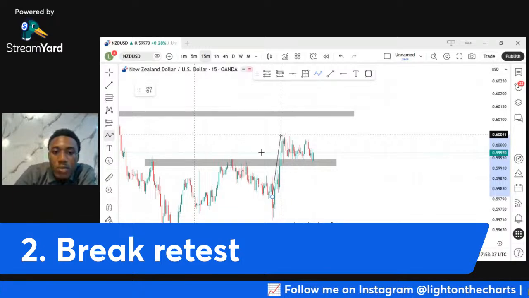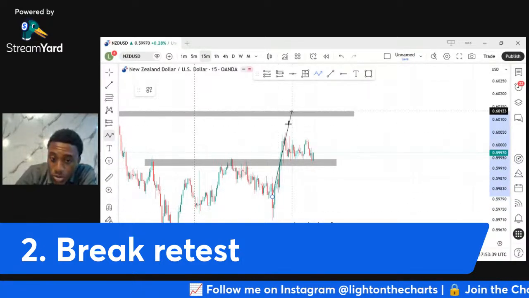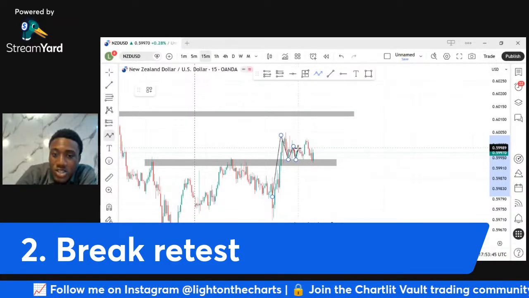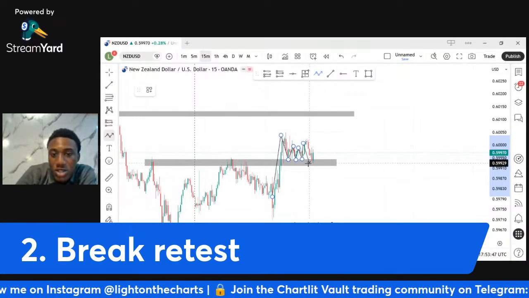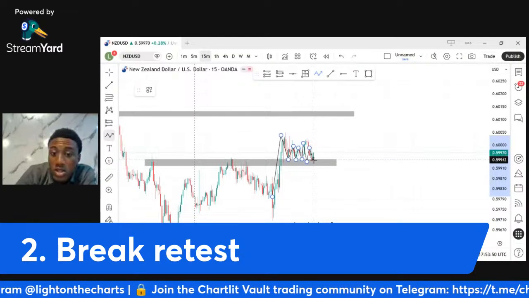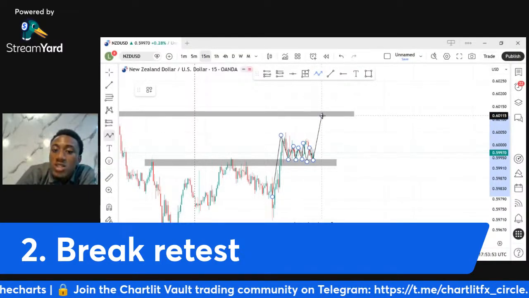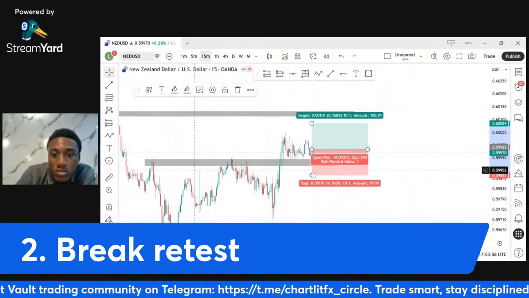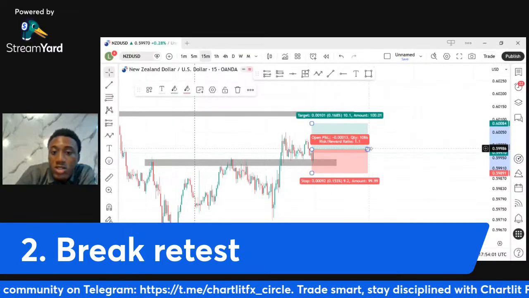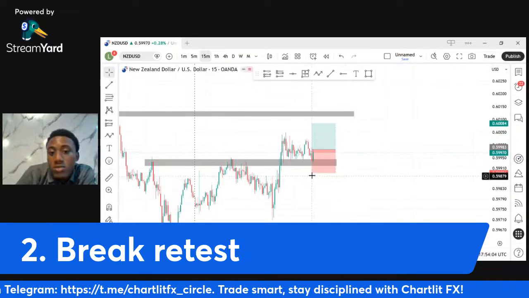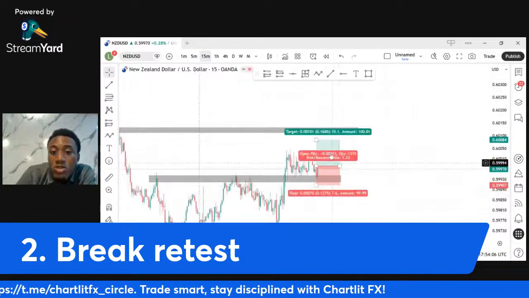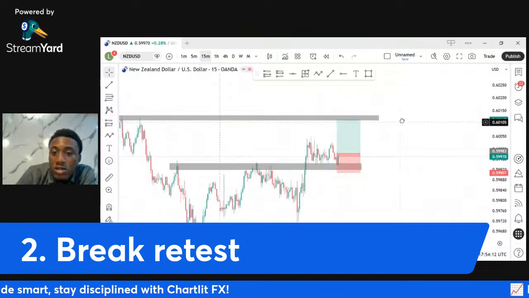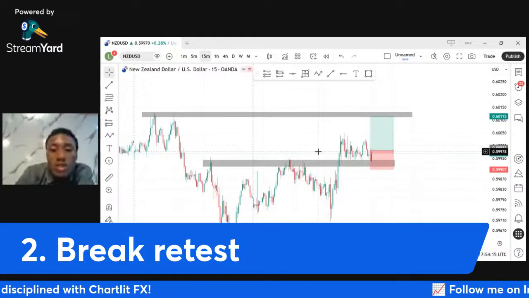It broke it here, rejected, dropped. Now it broke it and it's retesting and rejecting, suggesting buyers are actually stepping in to protect this level, giving price support. Very soon we're going to see price burst upwards. So the safe thing to do right here is to buy, with your stop loss slightly below the zone and your target at this previous key level right here. That's how we make trading decisions.